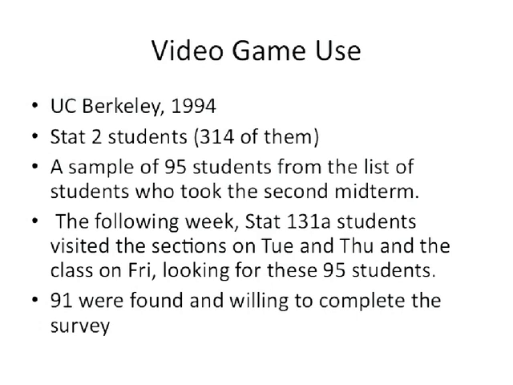So the class met Monday, Wednesday, Friday, and the section met on Tuesdays and Thursdays. So they went to the section on Tuesday and Thursday. That's when the second midterm would be turned back to the students. And those they didn't reach in section, they then went to the class on Friday. So 91 of the 95 students chosen were actually reached and willing to complete the survey.